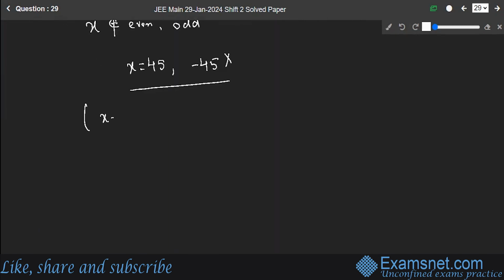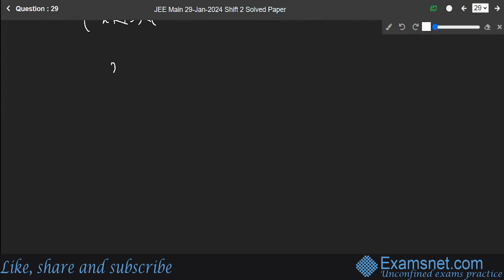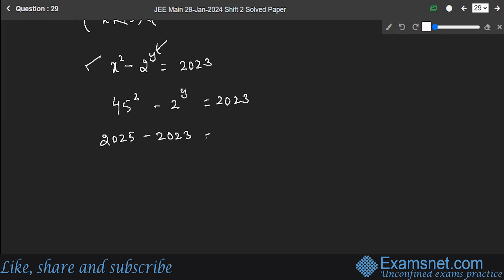I will take this function now: x squared minus 2 power y is equal to 2023. I have got the value of x. Now I want to find out the value for y. 45 square minus 2 power y is equal to 2023. 45 square is 2025, minus 2023 is equal to this. This is 2 is equal to 2 power y. So that makes y equal to 1. You got the value of x as 45 and y is equal to 1.